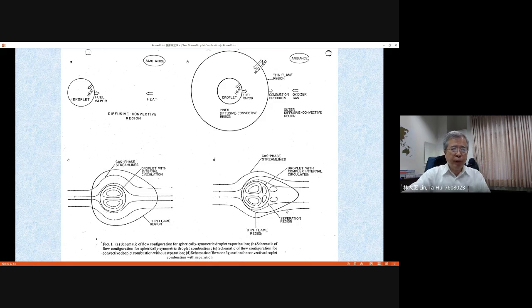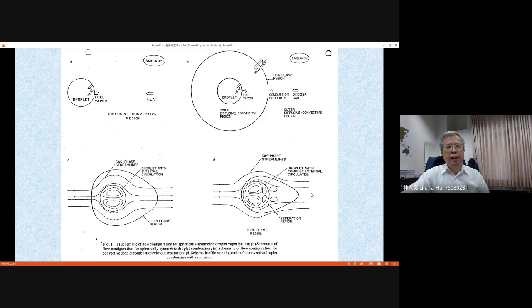This is for the flow structures, and you understand that when the strength of the flow stream becomes stronger, it will push your diffusion flame as close as possible to the liquid surface, and you will see a small separation distance between the flame and the liquid surface. But the tail, the length of the diffusion flame, is increased even further.